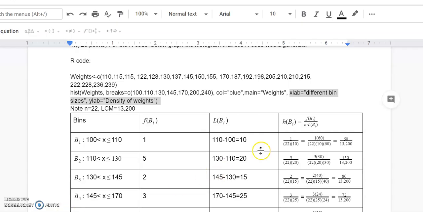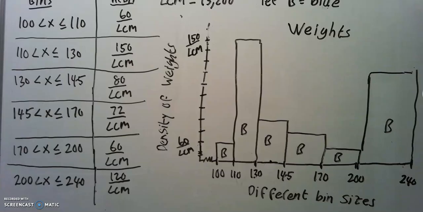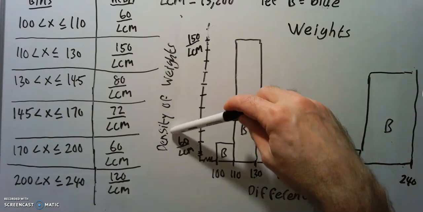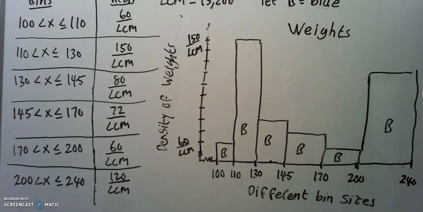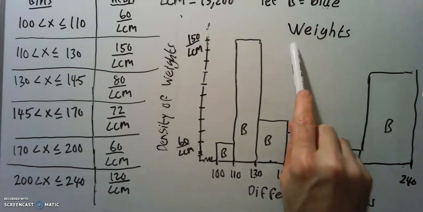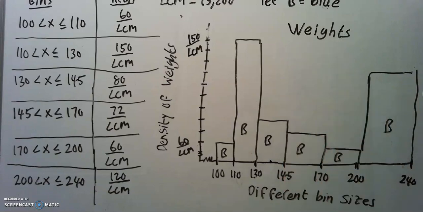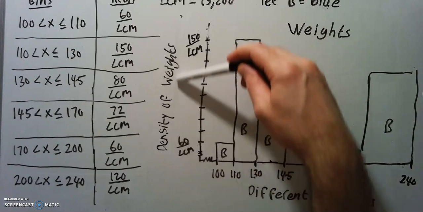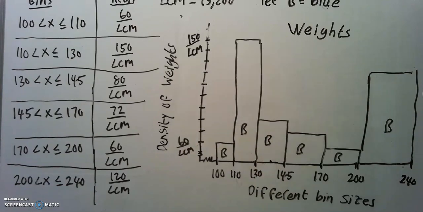So we next have to label the x-axis as different bin sizes and y-axis as density of weights. So let's do that. Okay, so I've labeled the x-axis here, different bin sizes, and label the y-axis density of weights. So we got everything we need now. So we got a histogram, they're blue, they're rectangles. The main title is weights up here. The x-axis different bin sizes, y-axis density of weights. Okay, so we're done with the question. Okay, so let's leave the video here. So we're done.